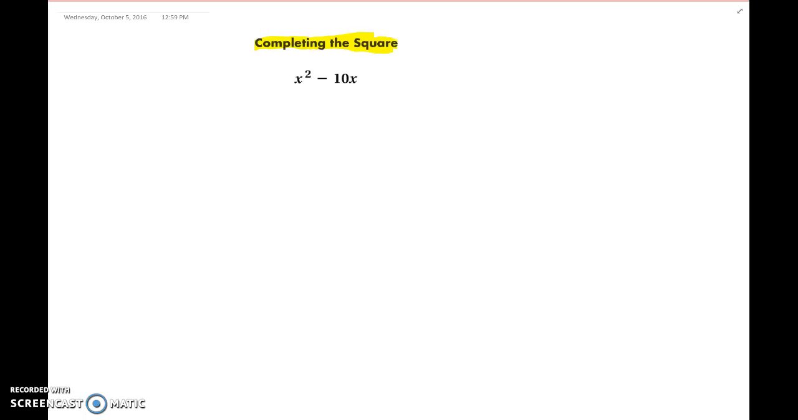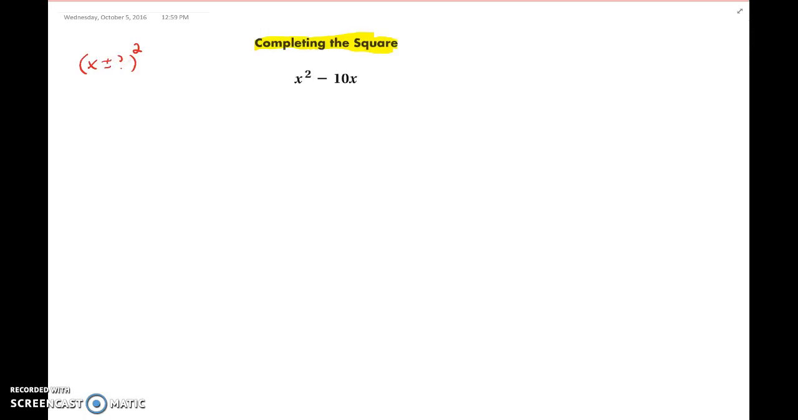When we do completing the square, what this allows us to do is write our final answer as x plus or x minus something squared. So it gives us a way to write it as a perfect square. So we'll end up getting a trinomial square.